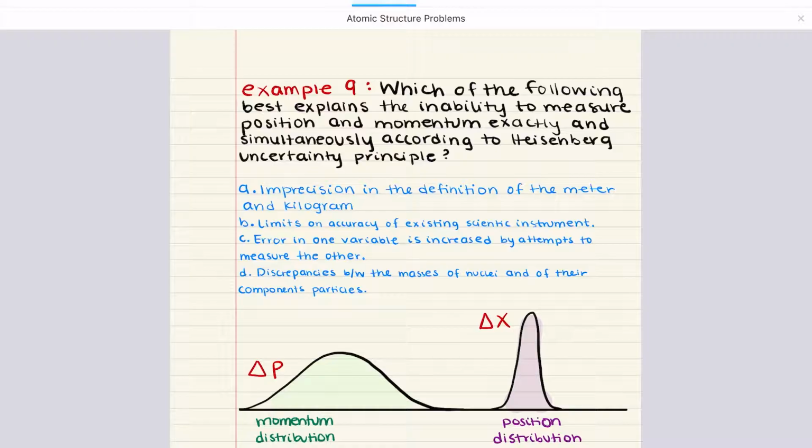Problem 9 says, which of the following best explains the inability to measure position and momentum exactly and simultaneously according to Heisenberg's uncertainty principle? Now, the Heisenberg uncertainty principle is a fundamental concept in quantum mechanics that was formulated by Werner Heisenberg in 1927, and it states that it is impossible to simultaneously measure both the position and momentum of a particle with infinite precision. The more precisely that one of the properties is measured, the less precisely the other can be known.